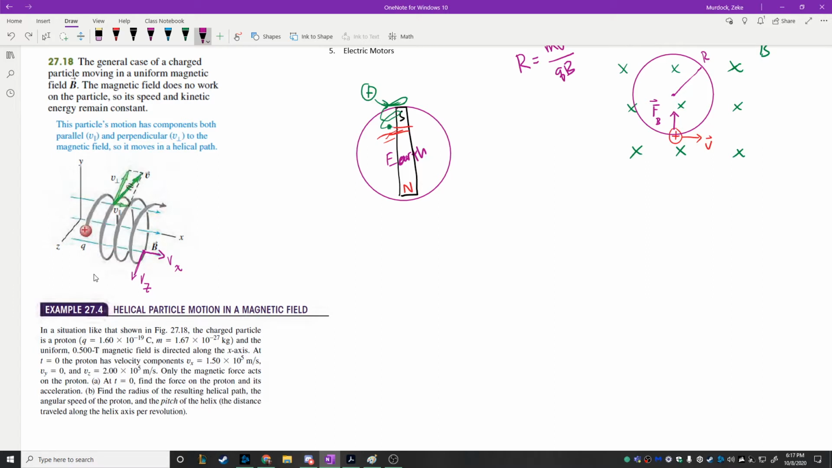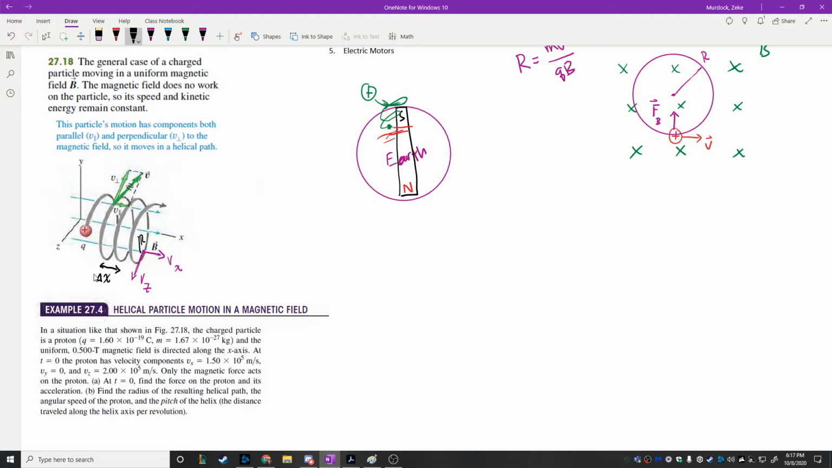At that moment, we want to find the force on the proton, as well as its acceleration. And then we want to find the radius of the resulting helical path. We want to find the radius of this path. That could be indicated in a different color maybe? Black. The radius would be like from here down to there. That's the radius. We want to calculate what that is. And then we want to find the pitch, which is going to be the distance traveled along the helix per revolution. So that's basically the distance in this direction here. We'll call that the pitch. Maybe it's like delta x or something like that.